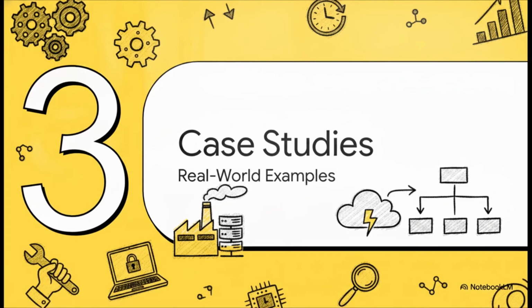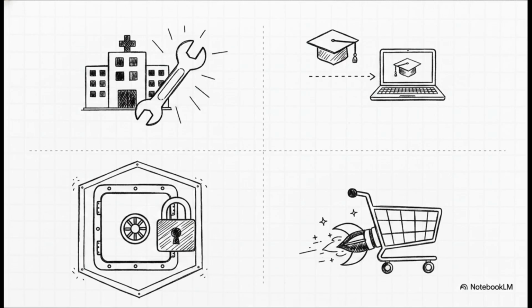Section 3. Real-world case studies. Let's ground these theories in reality. Think about how wildly different these environments are. For a hospital management system, corrective maintenance is literally life or death. Downtime just isn't an option. For a college ERP system, adaptive maintenance is huge, especially when you're suddenly shifting thousands of students to remote learning environments. But look at a banking application.